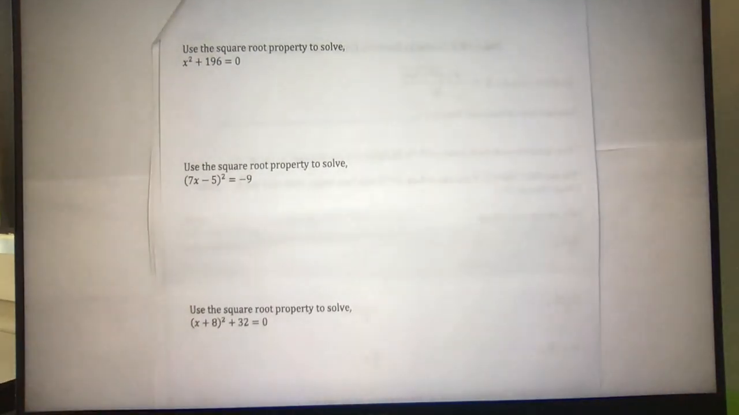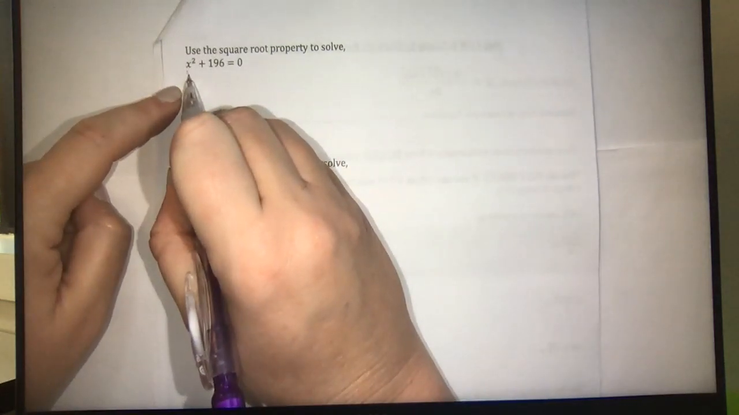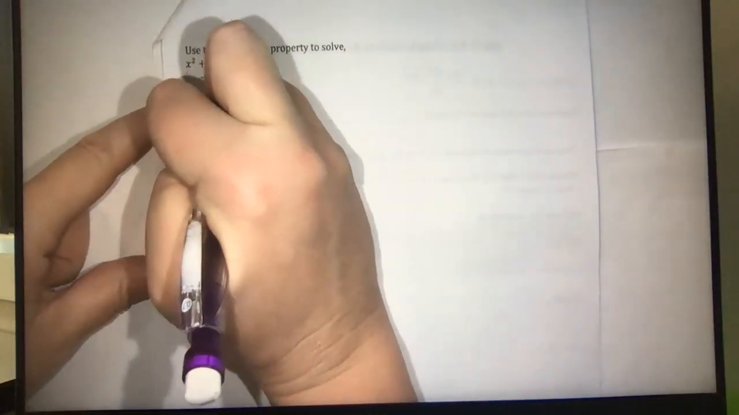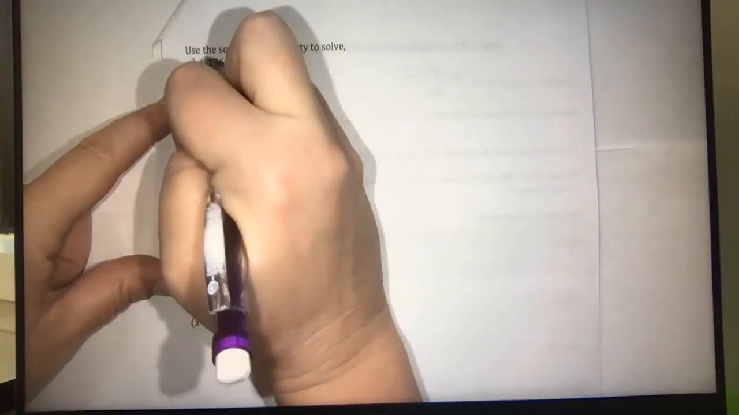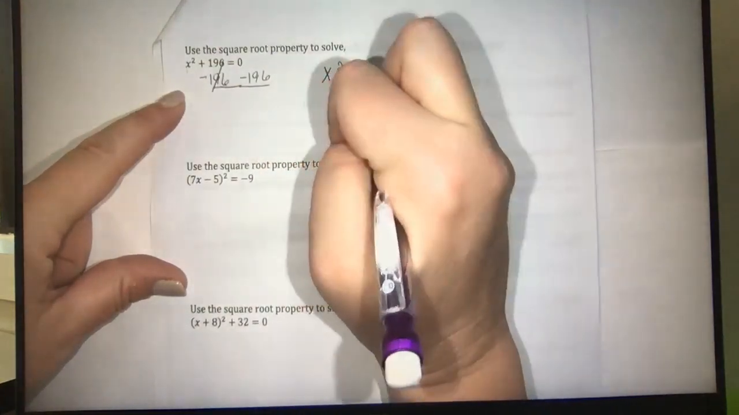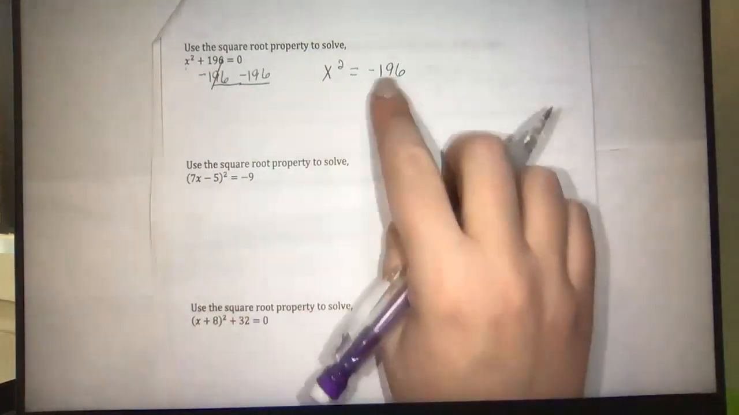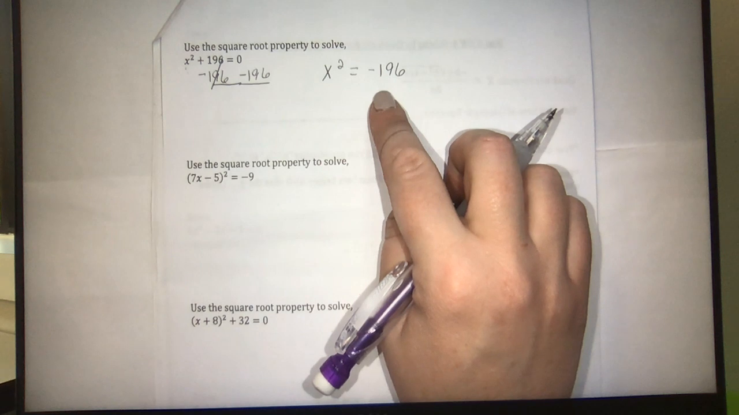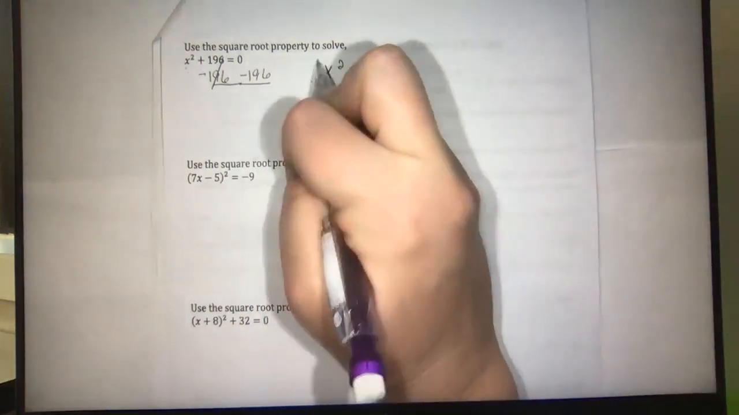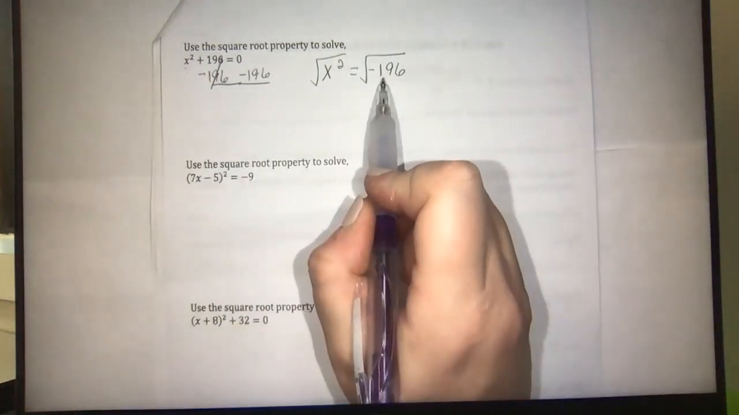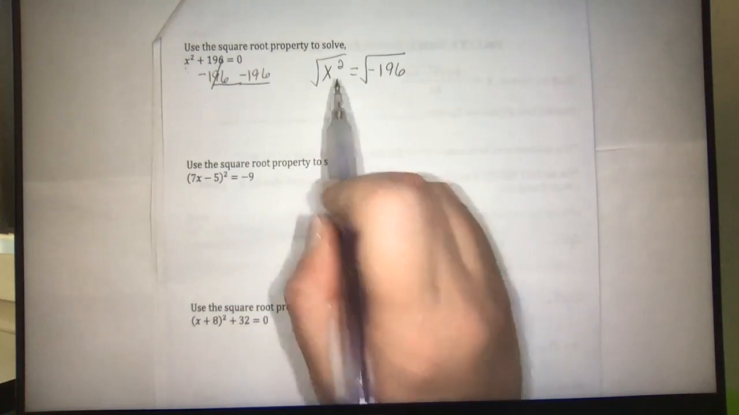Okay, top of page 25 says use the square root property to solve. Okay, here we go. I notice my squared term is just a letter. Fantastic, that's easy. I have to isolate it, so I'm going to subtract 196 from both sides, and I get x squared equals negative 196. Now, normally I have to be really careful when I'm taking a square root of a negative, but I can do this. In fact, I'm going to have two answers because I have a squared letter over here.